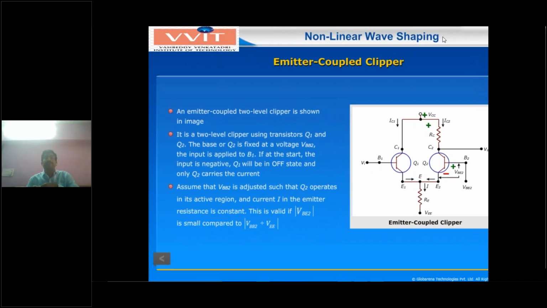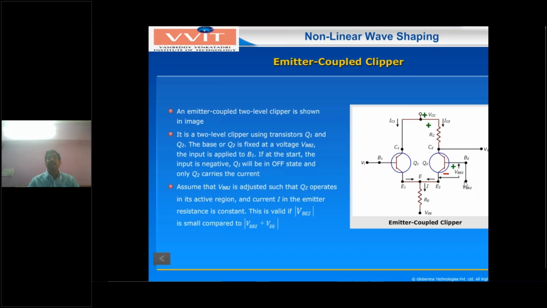Here I'll be connecting two transistors in an emitter coupled configuration. So here will be two transistors, Q1 and Q2. The important point is that at the Q1 base you are applying the input waveform, for NPN transistors. Similarly, both are NPN transistors. And at the Q2 base you are applying some fixed supply voltage VBB2.